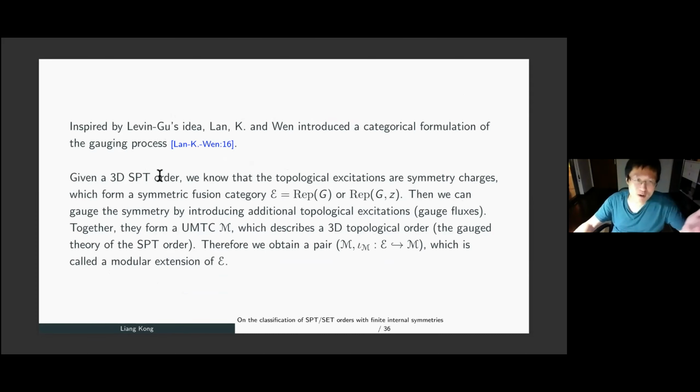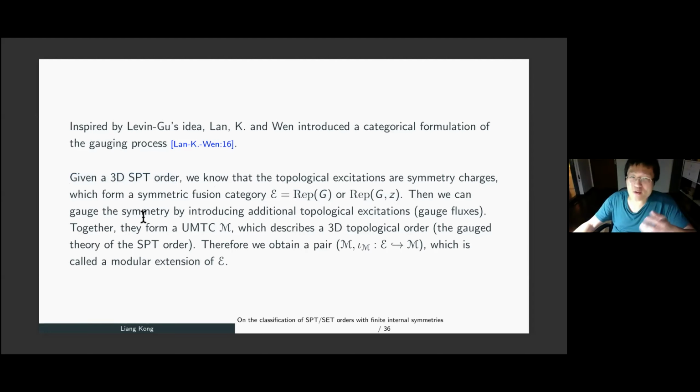Inspired by this idea, Tian, Xiao-Gang and I introduced the categorical formulation of the gauging process. So how do we formulate it categorically? Given the 3D SPT orders, we know that the topological excitations are just symmetry charges for now, right? There's nothing else. They form a symmetric fusion category, which is either Rep-G or Rep-G-Z2.